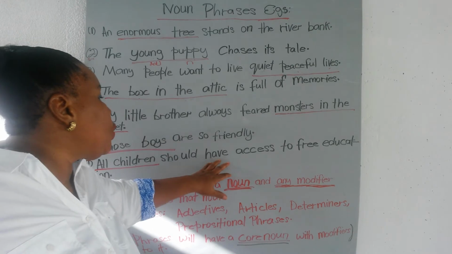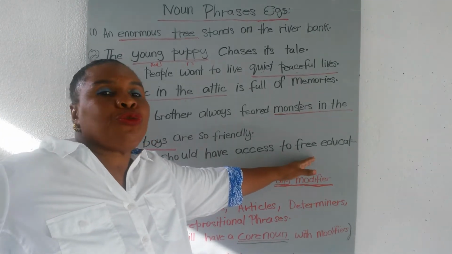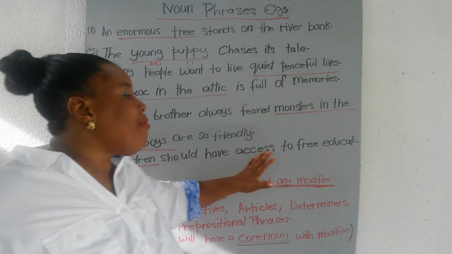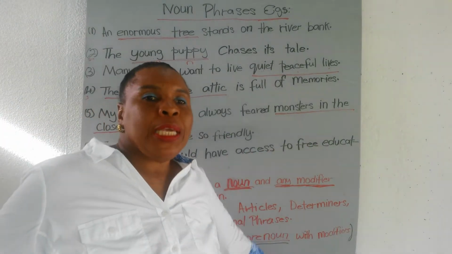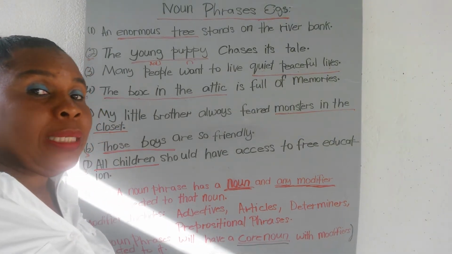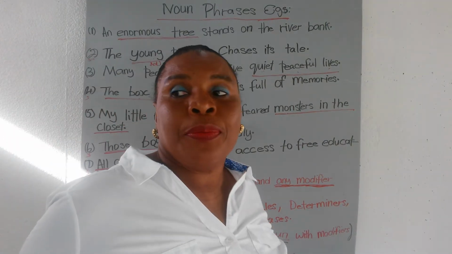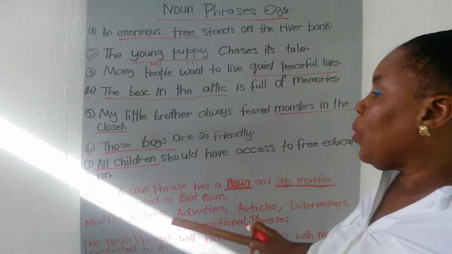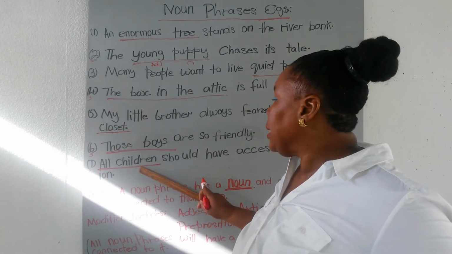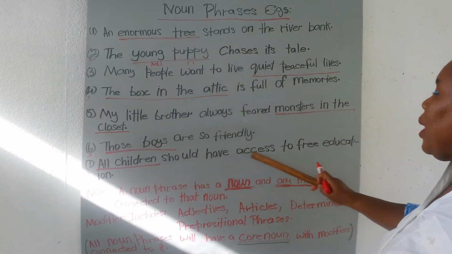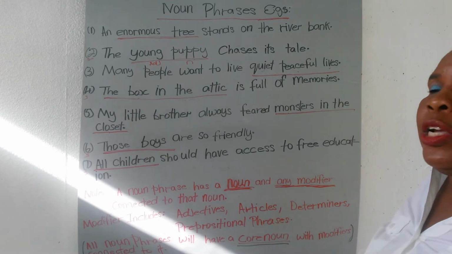All children should have access to free education. Another determiner in this question, can you identify it? Can you identify the determiner in this sentence? All children should have access to free education.